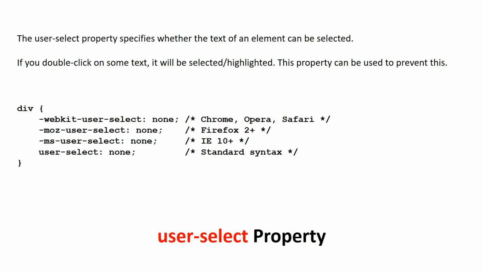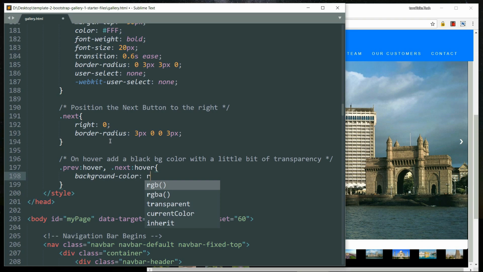And if you want to know what that user-select property is for, it actually prevents the text selection of a div element, which means if we have added this user-select in the next and the previous button, that means we have prevented the text selection of those buttons. And writing that -webkit-user-select means it is for Chrome browser, Opera browser and Safari browser. If you write just user-select, it is the standard syntax.